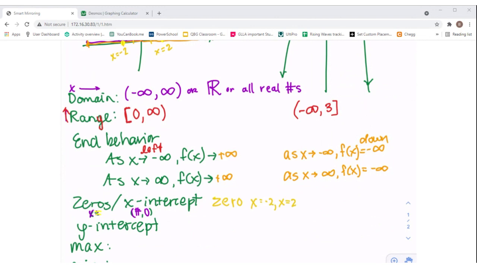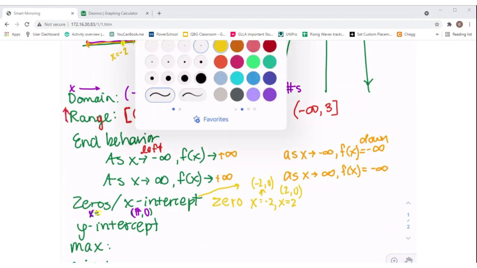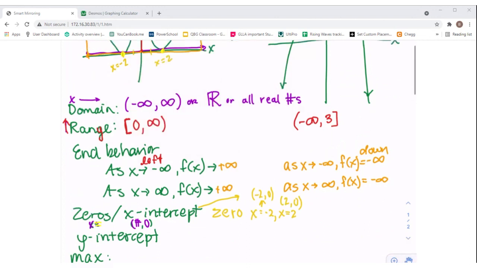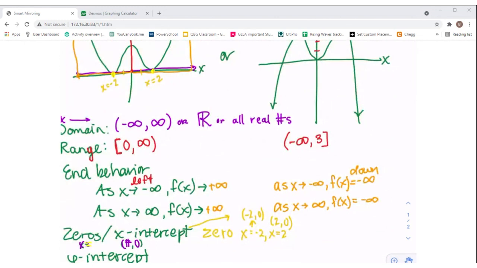But then the x-intercept for that is very similar. The x-intercept is -2, 0. And then for this one, it'd be 2, 0. And then for the one on the right, so it crosses 3 times on this one. Right there, there, and there.